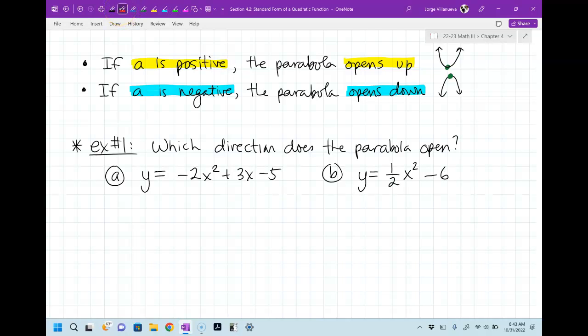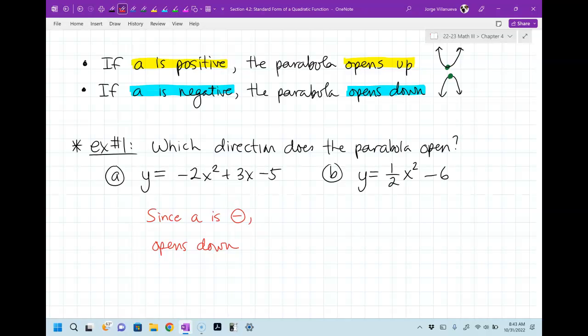So what do you think for part A? Does it open up or down? Down, right? Because my A term is negative, right? So since A is negative, it opens down. I'm just putting that there for note purposes.